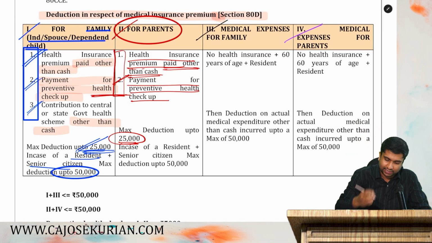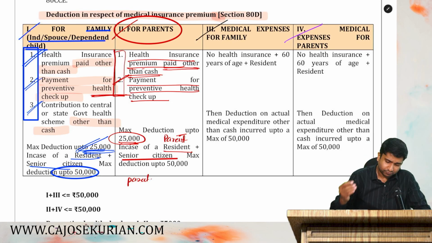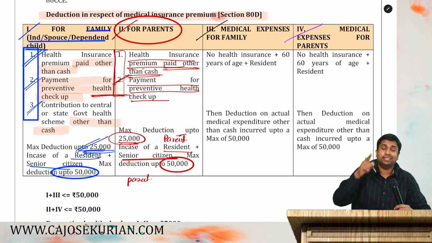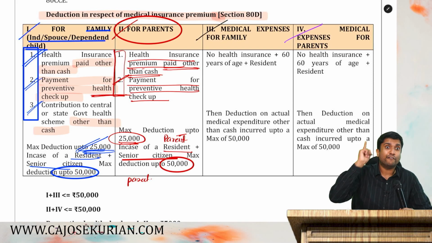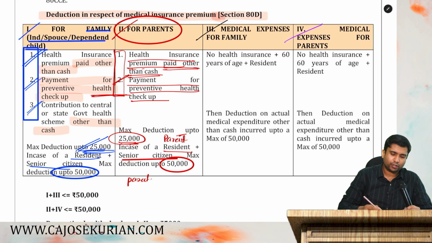But there is another thing. Say your parent is a resident as well as a senior citizen. Then how much will be the deduction? You will get it up to 50,000 rupees. Say your parent is a senior citizen as well as a resident, then you will get a deduction up to 50,000 rupees for category number 2. Are you all listening? That is the end of category number 2.